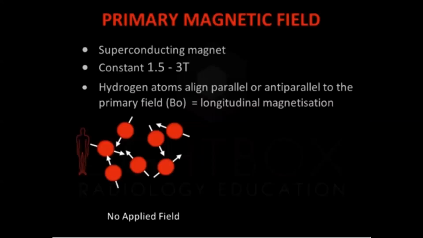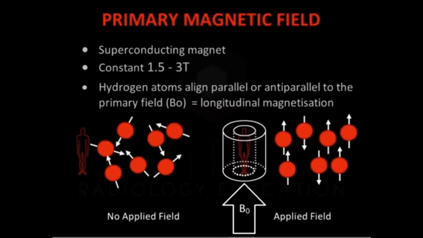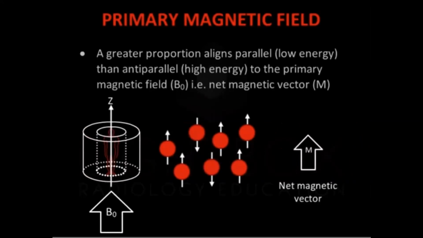The primary magnetic field refers to the strength of the static permanent field, for example at 1.5 or 3T. Hydrogen atoms align parallel or anti-parallel to the primary field B0. This is called longitudinal magnetization in the long axis of the magnetic field. A greater proportion of the hydrogen protons align in the direction parallel to the primary magnetic field, or low energy state, than align anti-parallel to the primary magnetic field, the high energy state. The net result, called the net magnetic vector, is therefore in the direction of the primary magnetic field. This is orientated in the patient's long or z-axis.